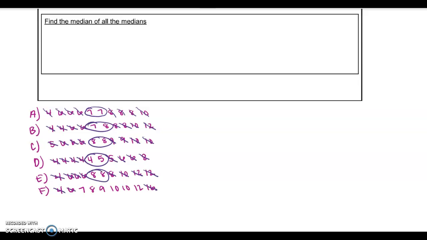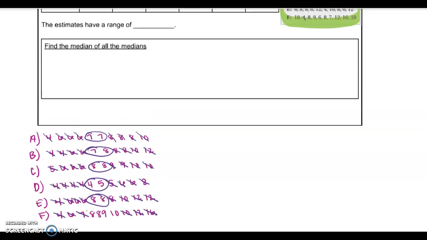So if we have an even number of numbers in our data set, oops, I forgot one here, hold on. I forgot one of my 8s, but we fixed it. So again, two numbers here.